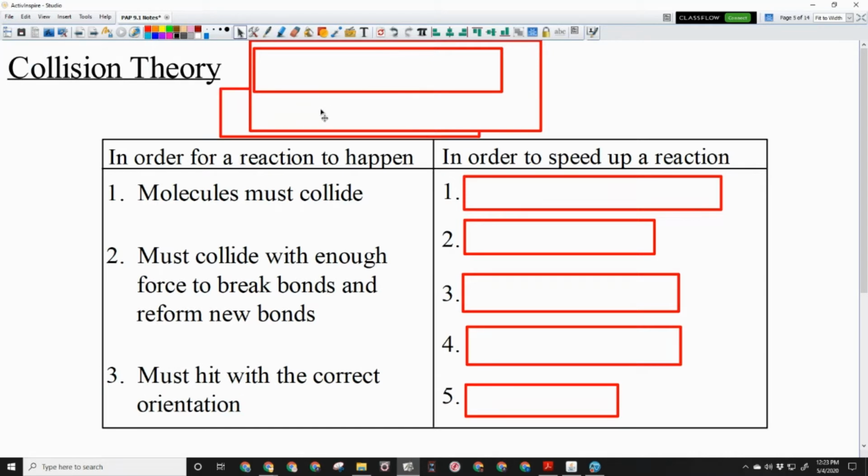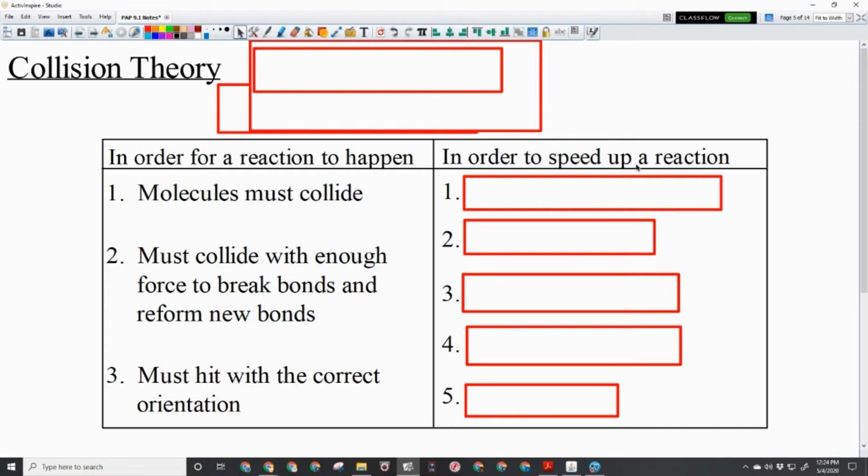All right, the third requirement for a reaction to happen is they must collide in the correct orientation. That means it's like a puzzle piece. They have to be lined up just so when they hit each other so that those two pieces of the puzzle can fit together. Because if you're putting a puzzle together and you turn the piece, no matter what you do, those are not going together properly. Okay, so they have to collide. They have to collide with enough energy to break and reform bonds, and they must collide in the correct orientation. Okay, so those are the three requirements for a reaction to happen.